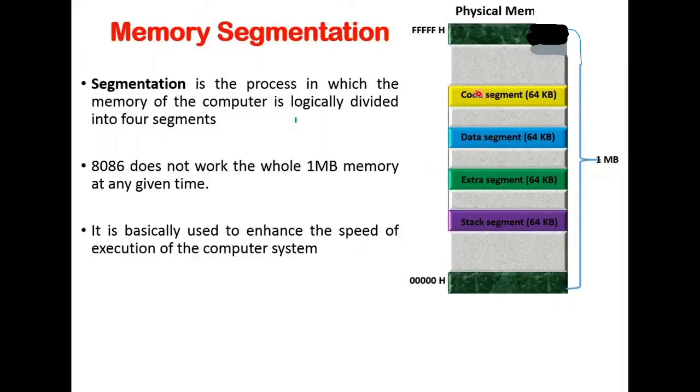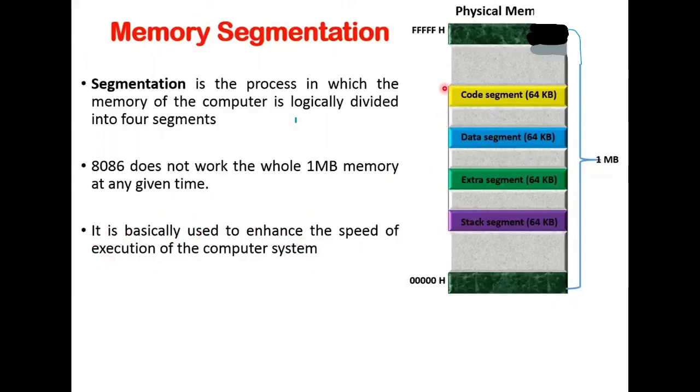If you are dividing segments like this, each segment will take care of a particular task. In that way, we can simplify the work so that the processor can fetch the instructions and the data easily as well as quickly. That is one of the advantages of this kind of segmentation. 8086 does not work with the whole 1 MB memory at a given time. It is basically used to enhance the speed of execution of the computer system.